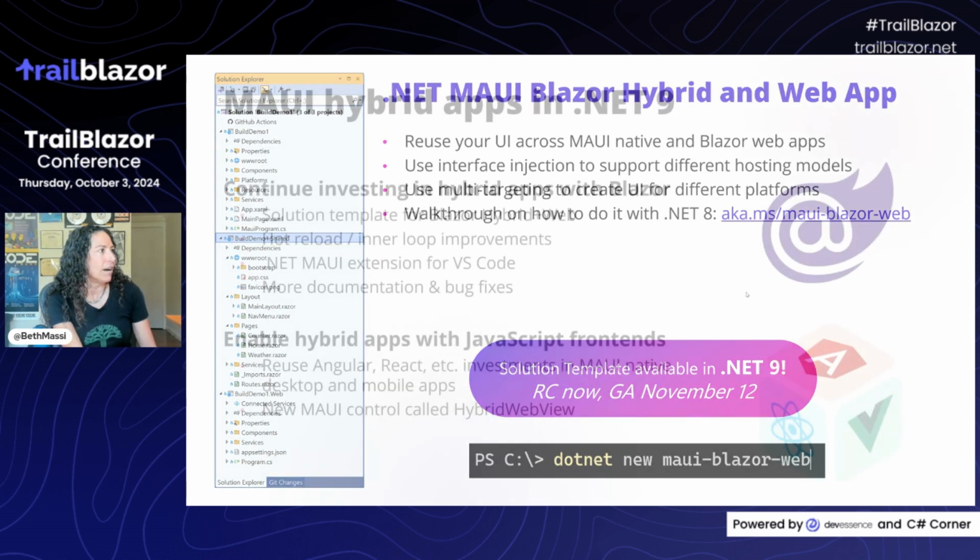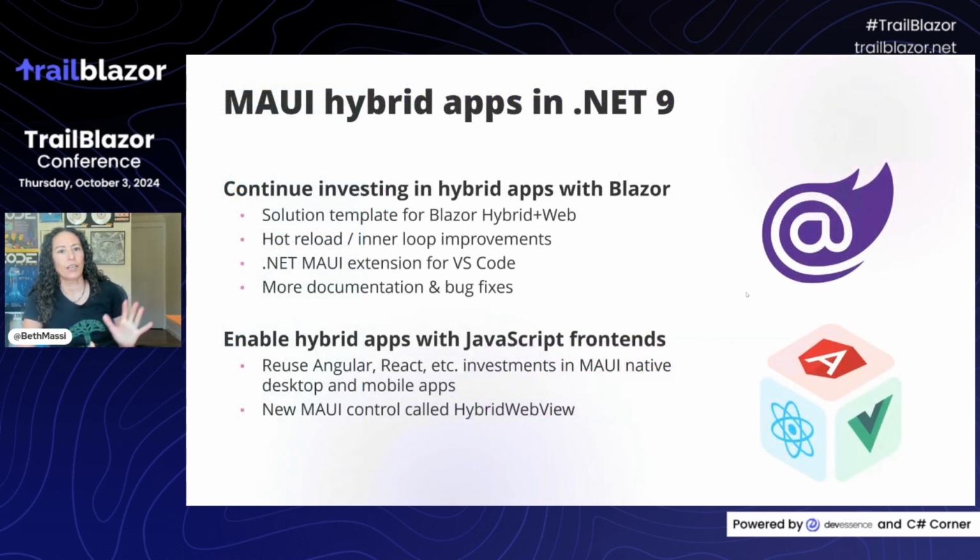All right, so let's talk a little bit about more things that we're working on for hybrid apps in .NET 9. We're trying to add even more value to Blazor Hybrid. We have the solution template like I showed. We're working on hot reload and more inner loop improvements. We release a monthly .NET MAUI extension for VS Code, which supports Blazor Hybrid as well. We did a lot of bug fixes, and we have more documentation coming. So the premier experience around tooling and everything is really Blazor Hybrid.